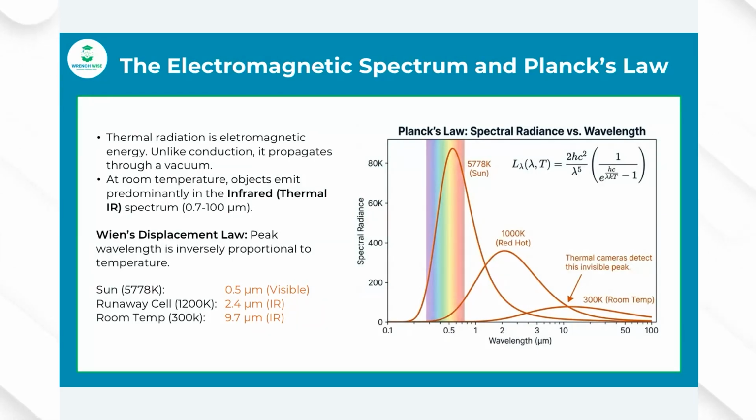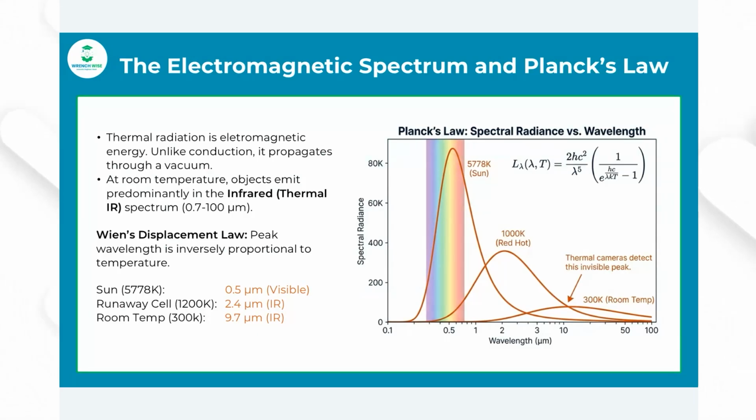Now, this physics tells us exactly how thermal cameras work. A thermal camera is essentially an eye that is tuned to 9 to 14 microns. It detects the invisible peak shown on the bottom right here, and reverse calculates the temperature based on the intensity.